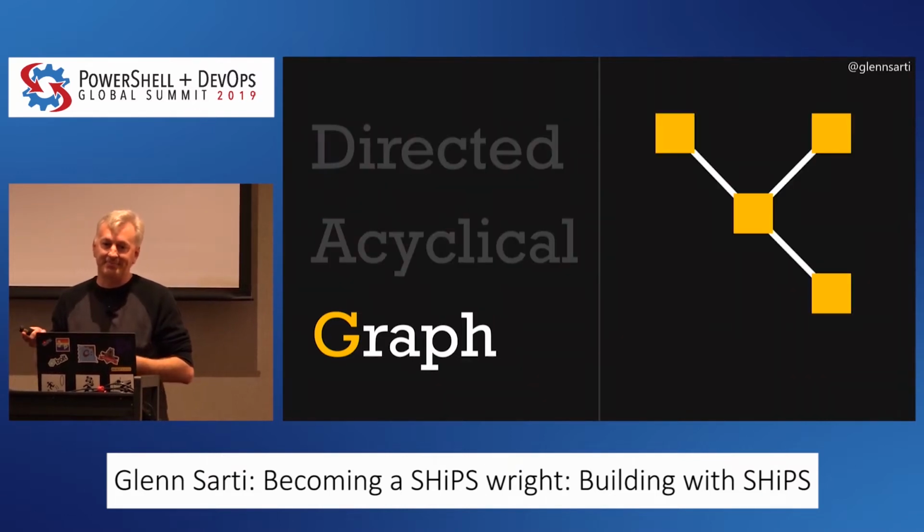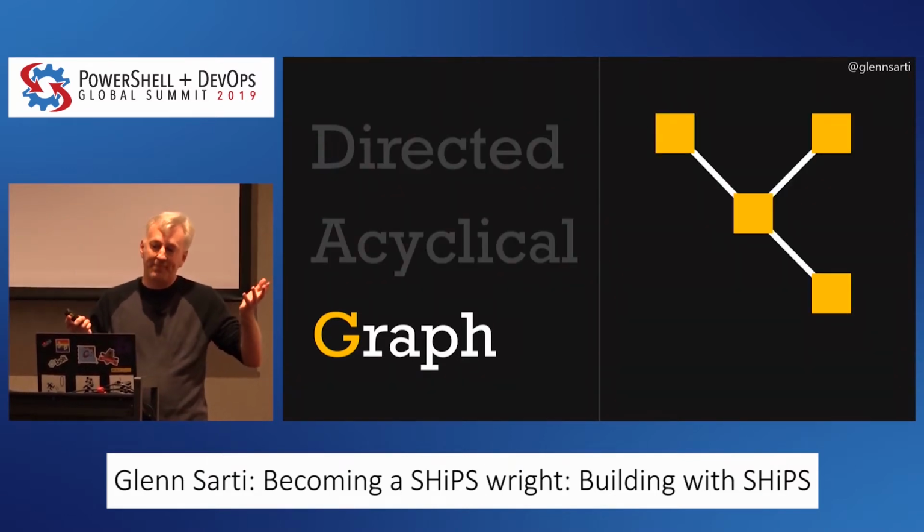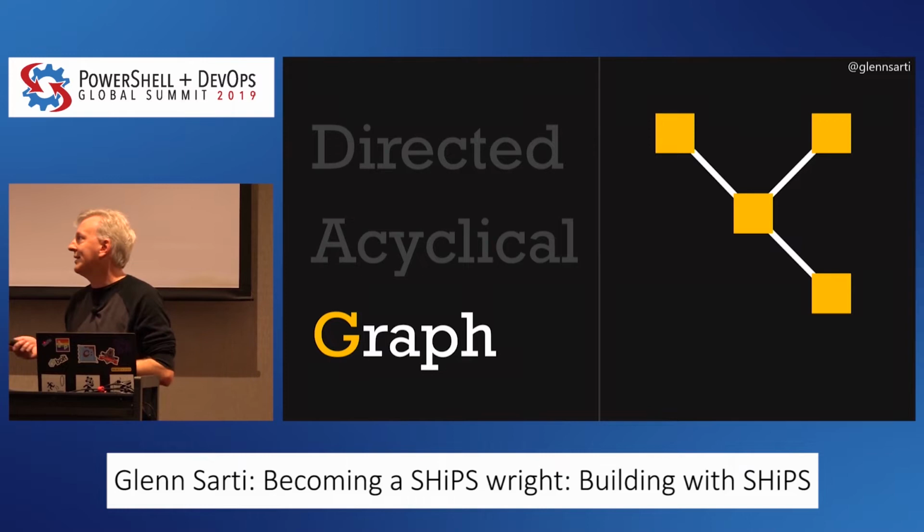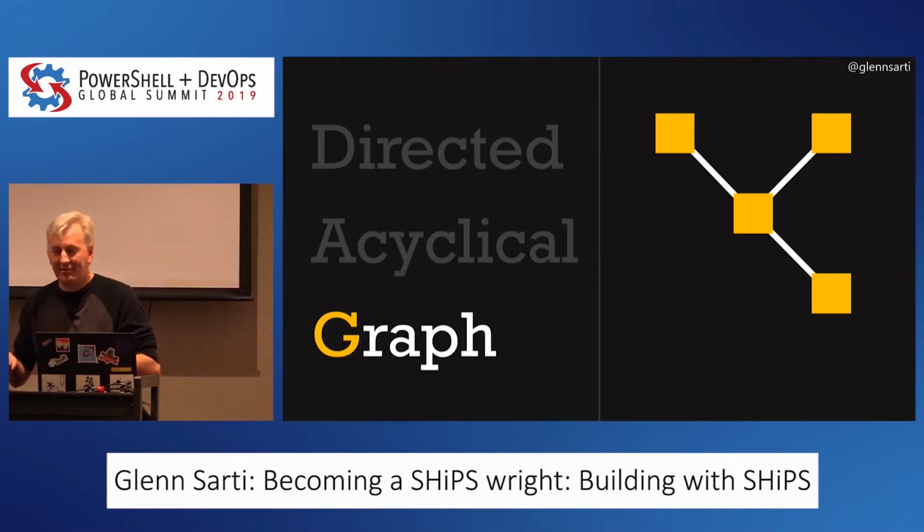So let's break this down. What is a graph? A graph in this context is made of vertices, nodes, or points, which are connected by edges, arcs, or lines. The nodes are the yellow squares, and the edges are the things between them in white lines. Make sense? The answer is yes. Thank you.